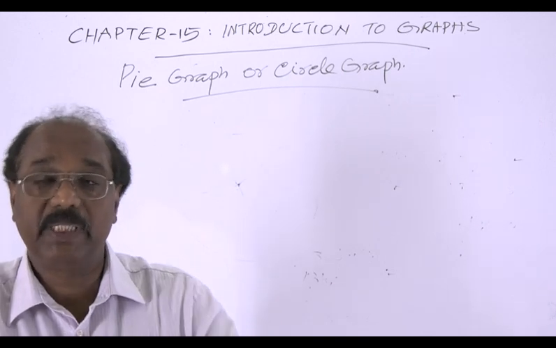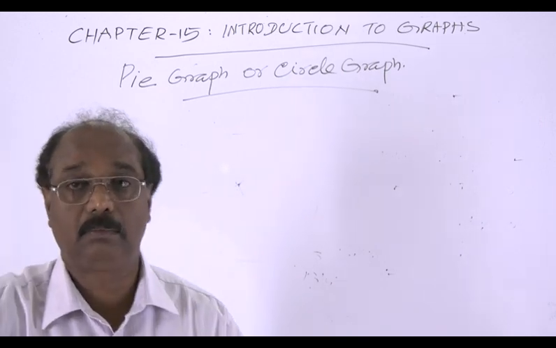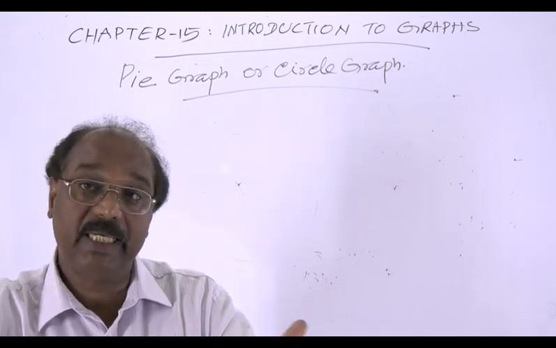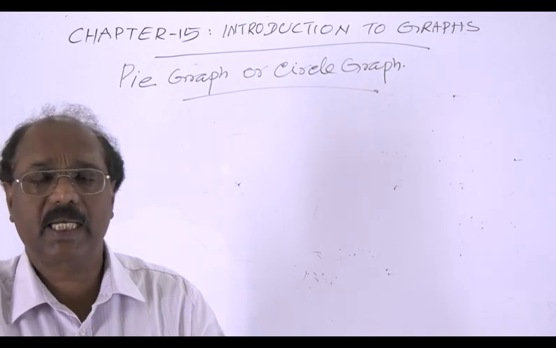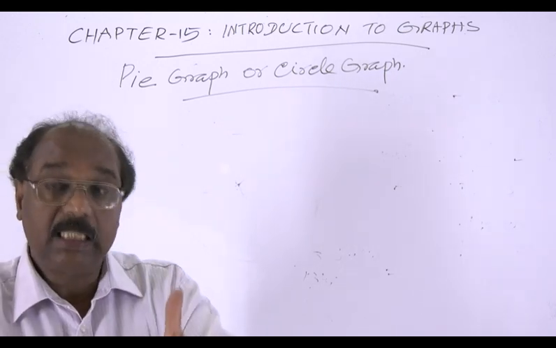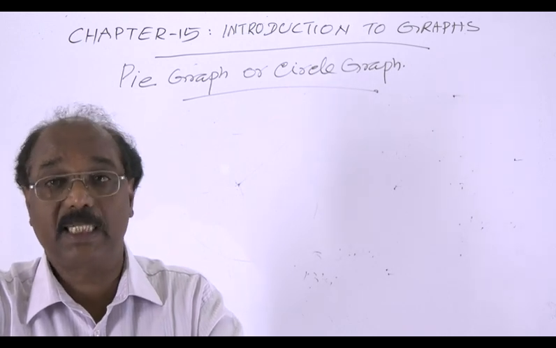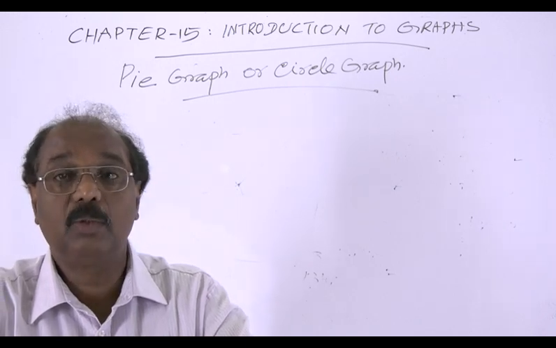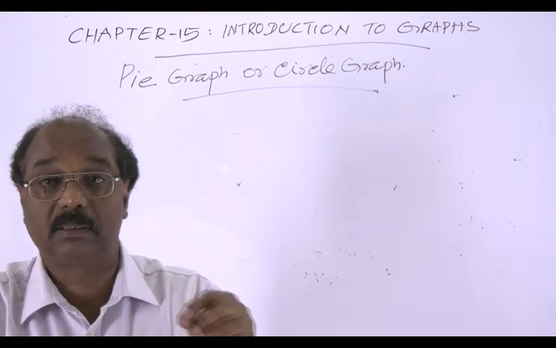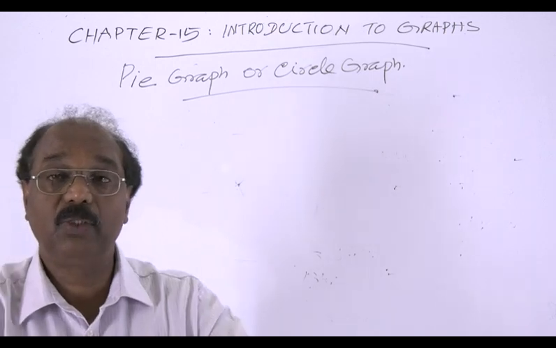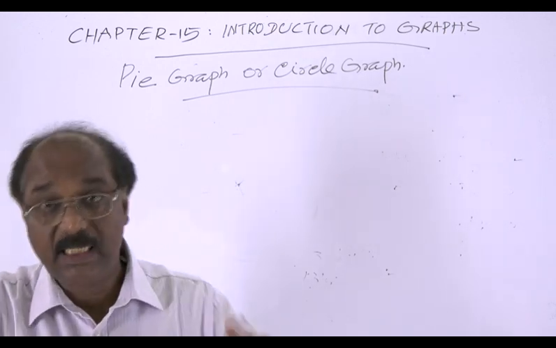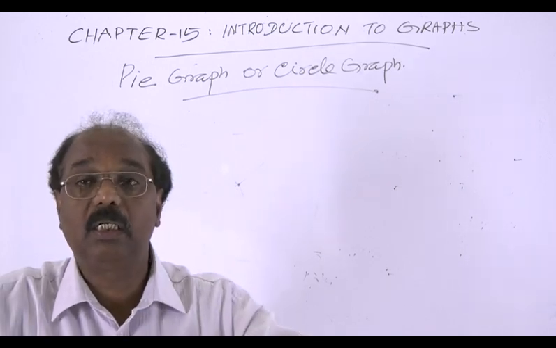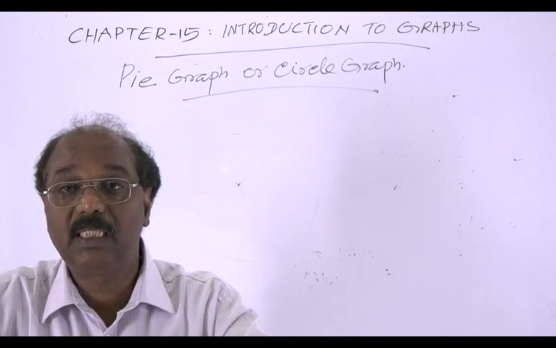For this graph, we first draw a circle. This can be any circle with any radius. Suitably choosing a radius, we can draw the circle, and then subdivide it into sectors whose areas are proportional to the numerical values of the components. Hence the total area of the circle will constitute the total numerical value of the data item.